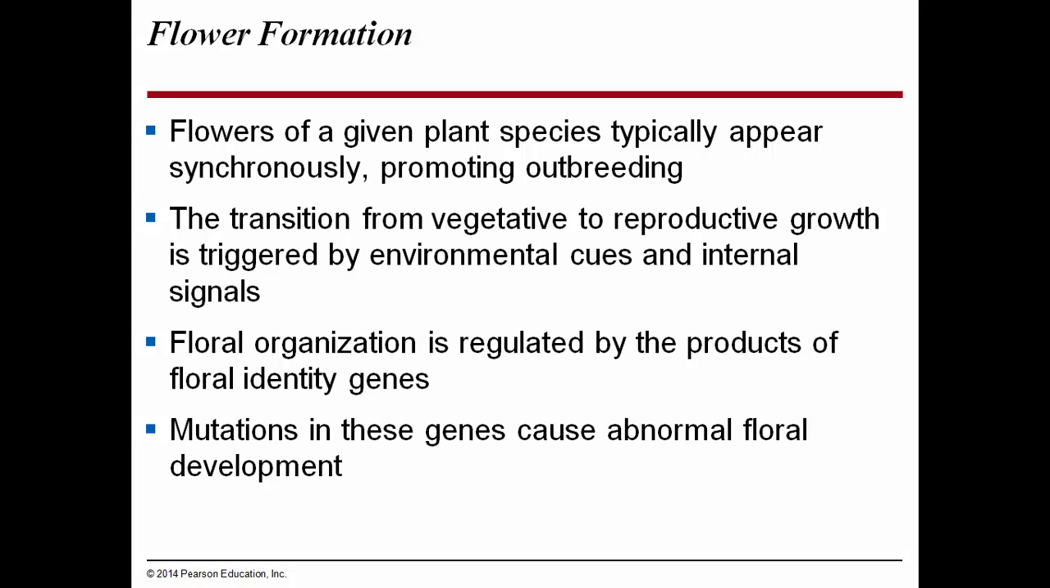Flowers of a given plant species typically appear synchronously, promoting outbreeding. So all the flowers of a given species, when you drive by on the roadside and you see all the hawthorn trees in bloom at the same time, or all the oak trees or all the maple trees, all the flowers in a garden of a particular type tend to bloom together. All the tulips will bloom at once, all the irises will bloom at another time. Flowers of a given plant species typically appear synchronously, and that promotes outbreeding within that species.